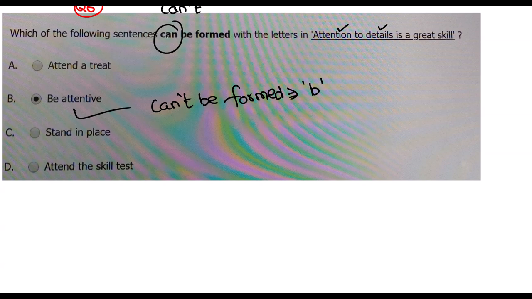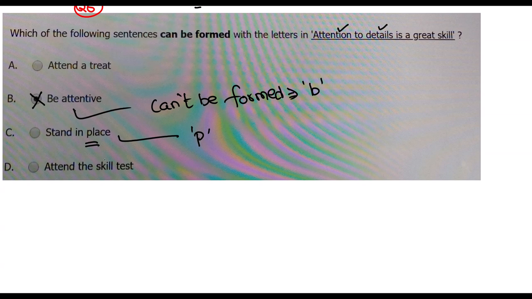That is a mistake. We should ask, what about stand in place? S available, T available, A available, N available, D available, stand in. I think this also cannot be formed because of T. T is not there. Option B is wrong here. They're asking can be formed. I think we can go ahead with the first one only.